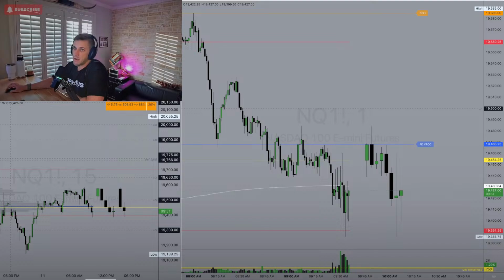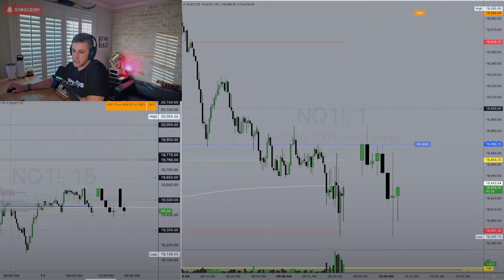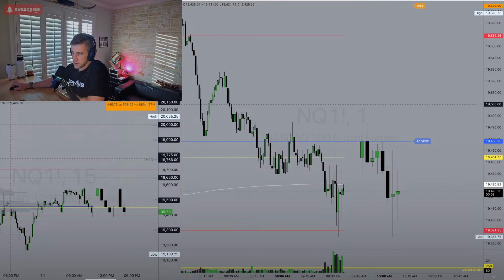Opening 5-minute bar closes as a doji. A little indecision. Let's take a look at the other indices here. Pretty much everything is puking. You got ES into 5,600, session lows. You got YM into the lows. You got Russell into the lows. So NQ on its own. NASDAQ doing whatever it wants.